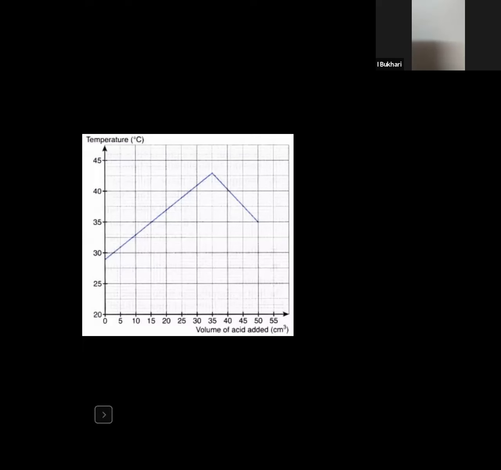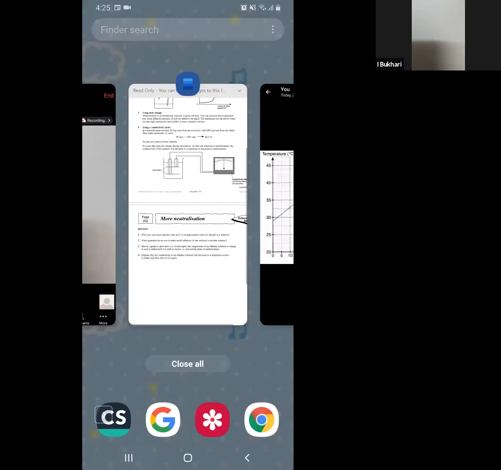So much so that it reaches its peak, which is almost 42.5 or 43 maybe, yeah, 43 degrees Celsius, almost. And then the temperature is decreasing. Can anybody guess why the temperature is decreasing as we are adding the volume of acid? We are still increasing the volume of acid, but now the temperature is decreasing. Use your common sense.